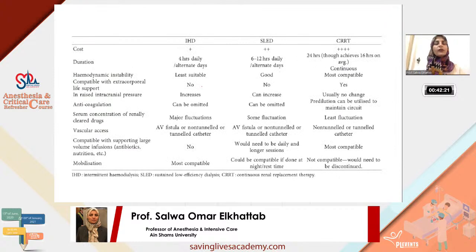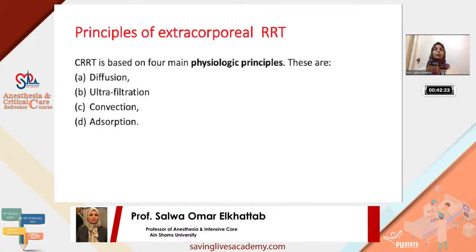What is the principle of extracorporeal RRT? We have different principles using renal replacement therapy, whatever the modality: either diffusion, ultrafiltration or convection, or adsorption.